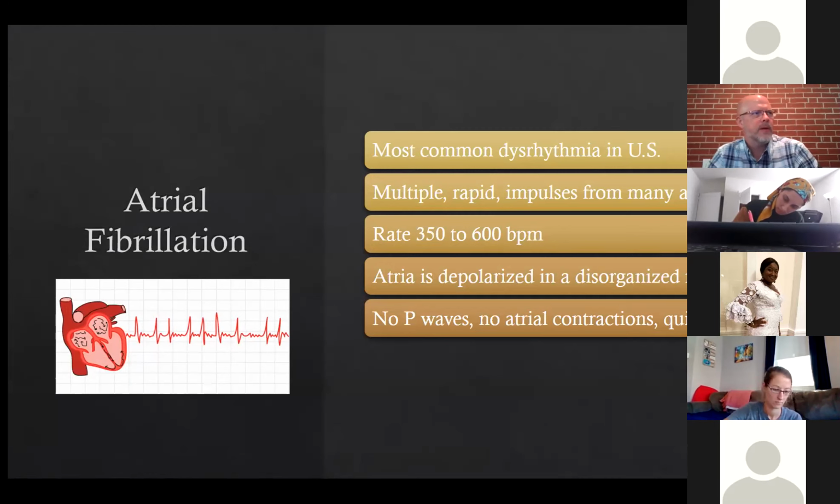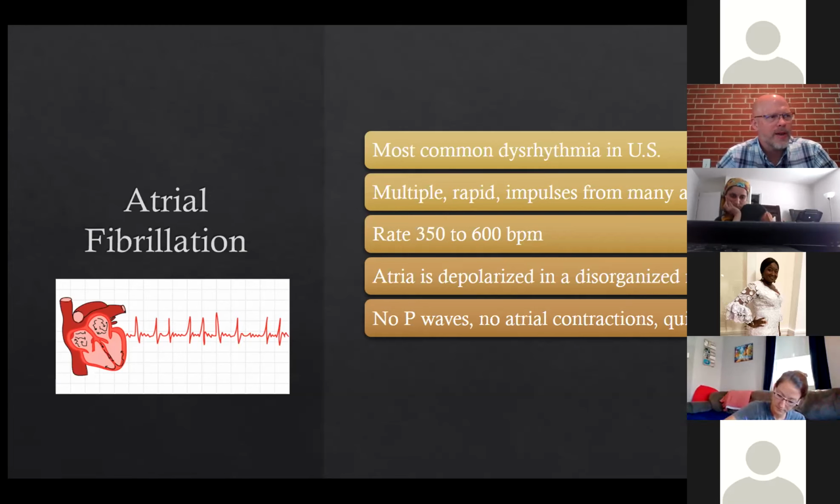So AFib, common dysrhythmia in the US. There are lots of people walking the earth in AFib. Hopefully they're on something to control the rate and on an anticoagulant because they're more likely to have strokes. The atria end up squeezing in a disorganized manner. They don't have any effective P waves, which means that you're not going to get the fill from the top of the heart.